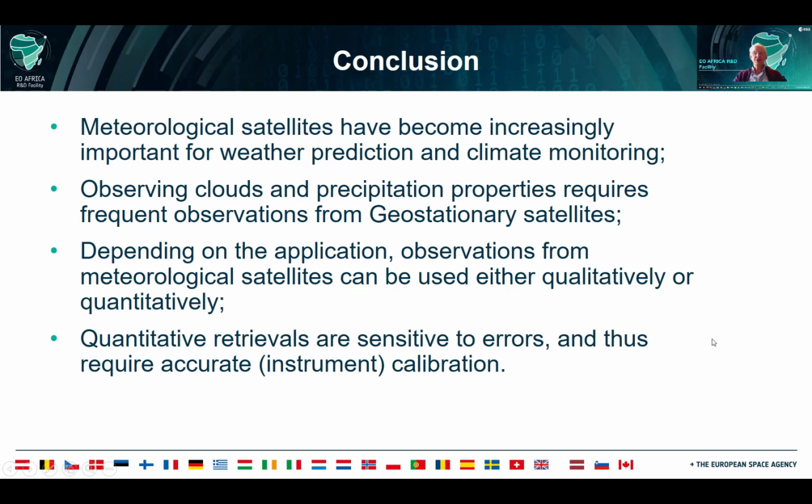To conclude, the meteorological satellites have become increasingly important. The observations from clouds to derive precipitation require frequent observations as they are observed from geostationary satellites. Depending on the applications in mind, the observations from meteorological satellites can be used qualitatively as well as quantitatively. For quantitative retrievals, take into consideration that those are sensitive to errors and require accurate instrument calibration as well as model calibration.